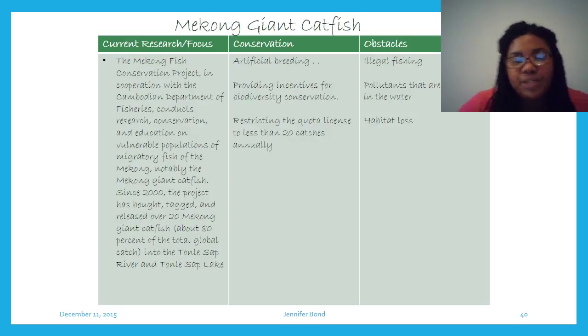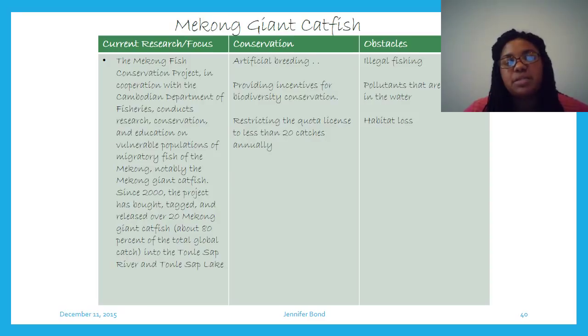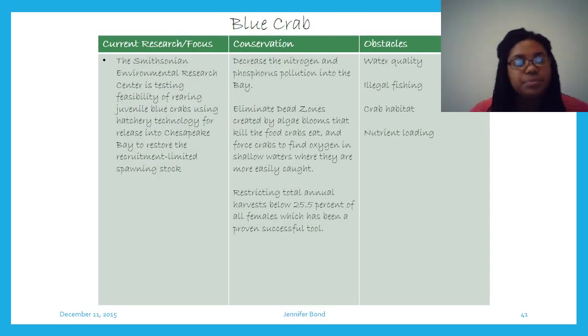With regards to conservation, there is artificial breeding, providing incentives for biodiversity conservation, and restricting the quota license to less than 20 catches annually. Obstacles are illegal fishing, pollutants that are dumped in the water, and habitat loss. With the blue crab, the main obstacles are water quality, illegal fishing, crab habitat, and nutrient loading.